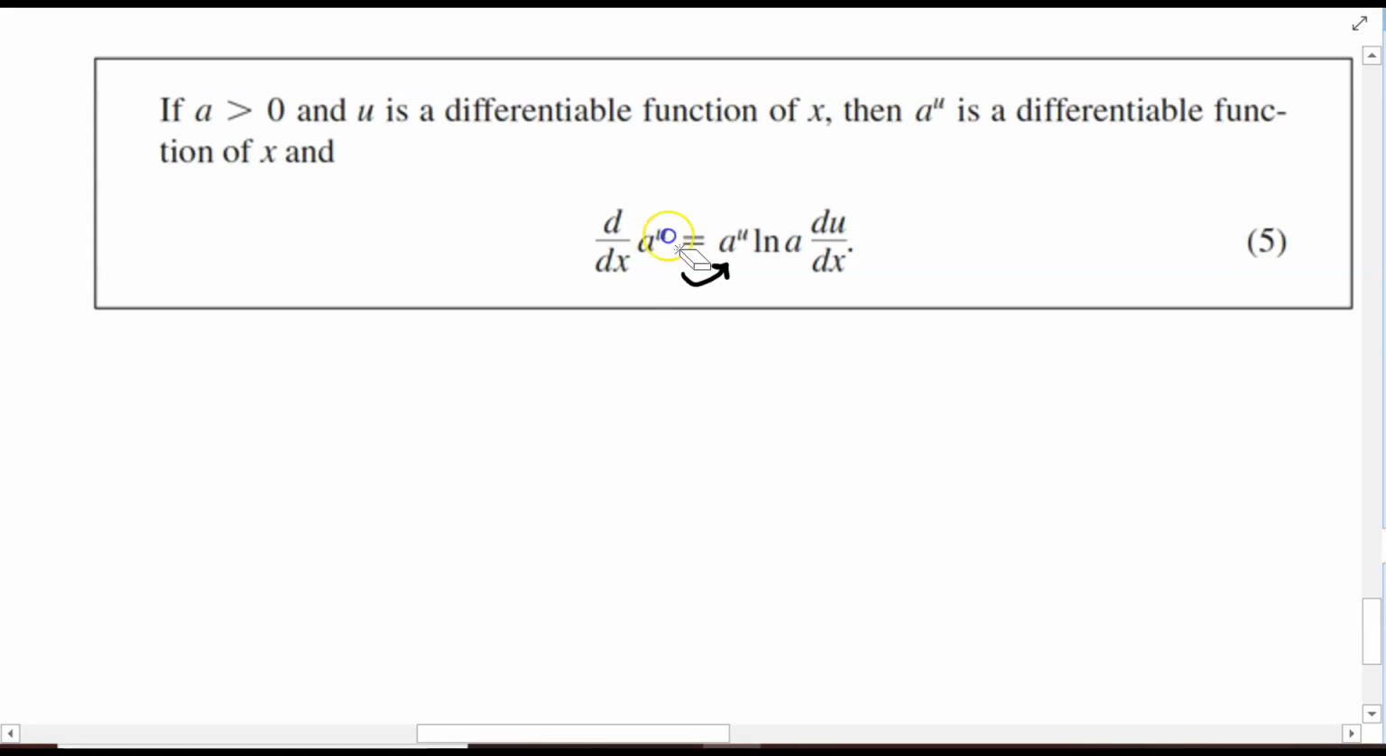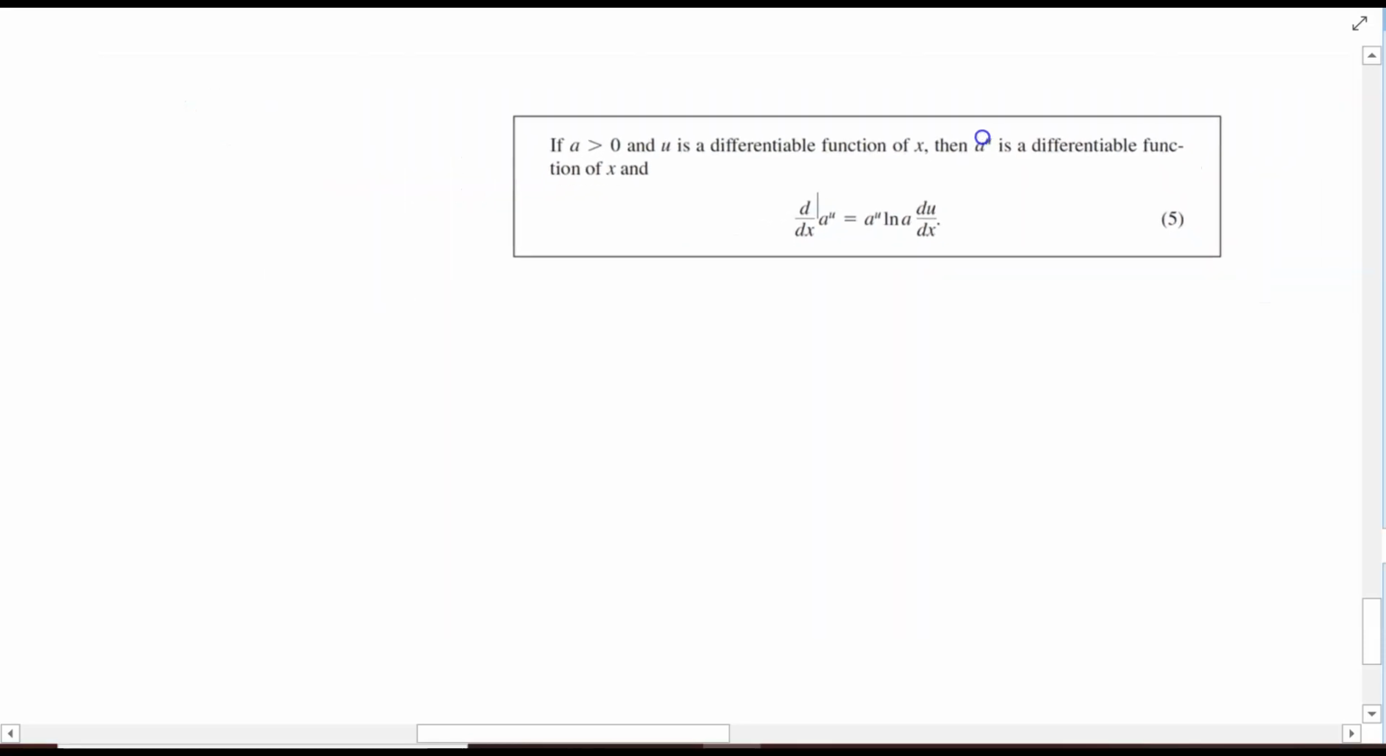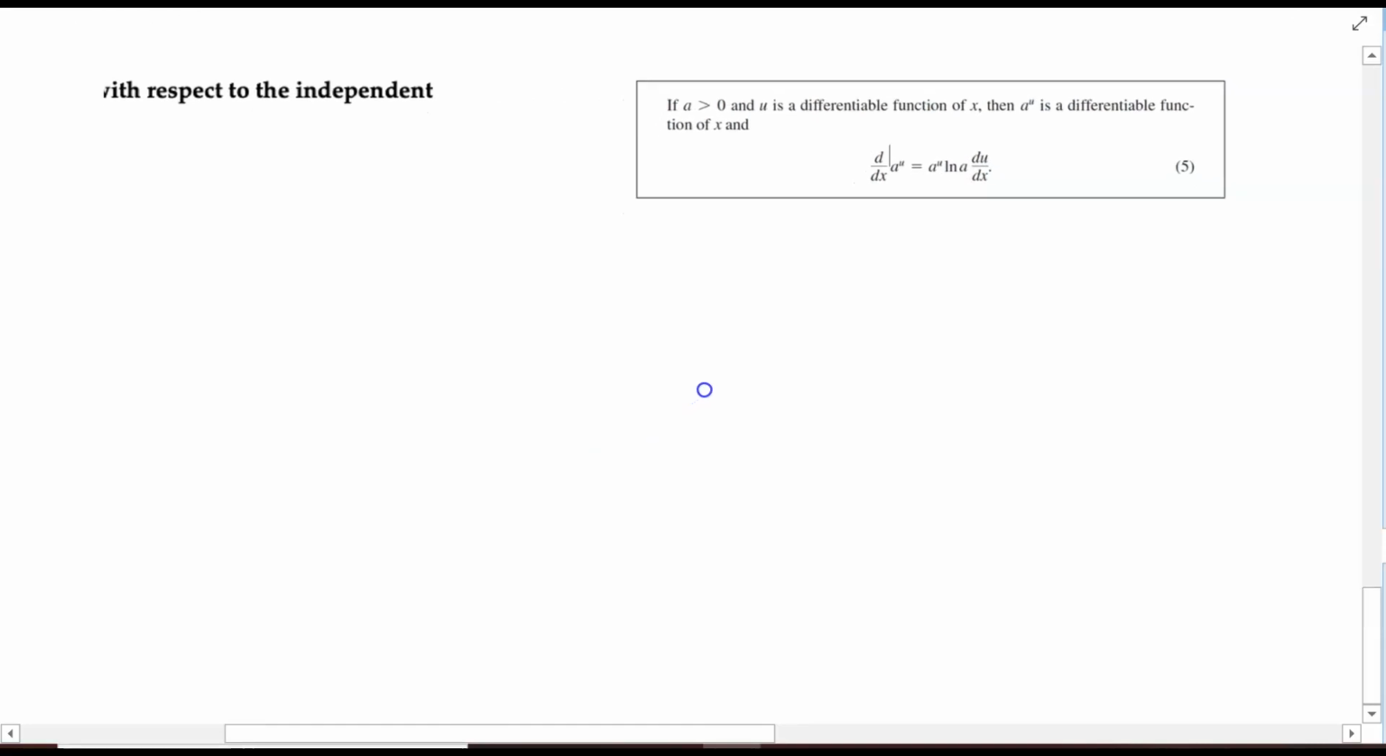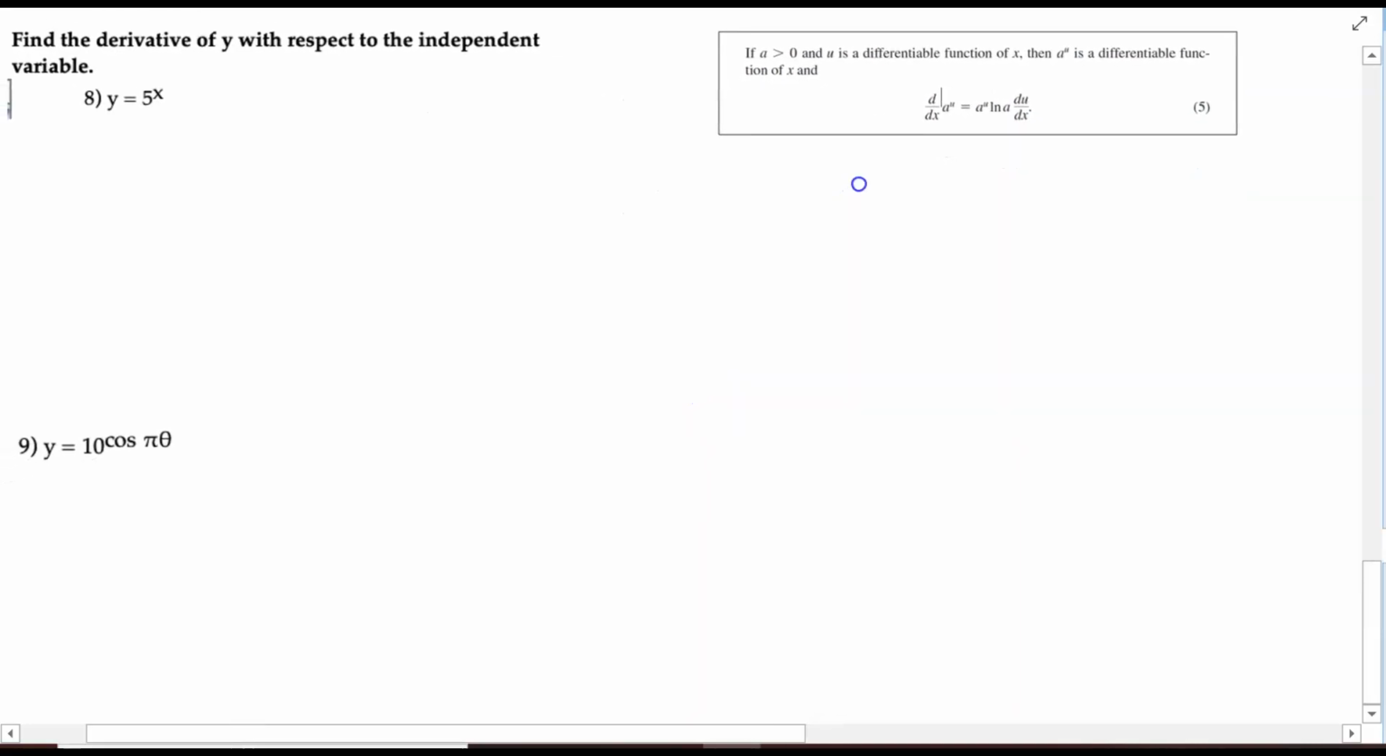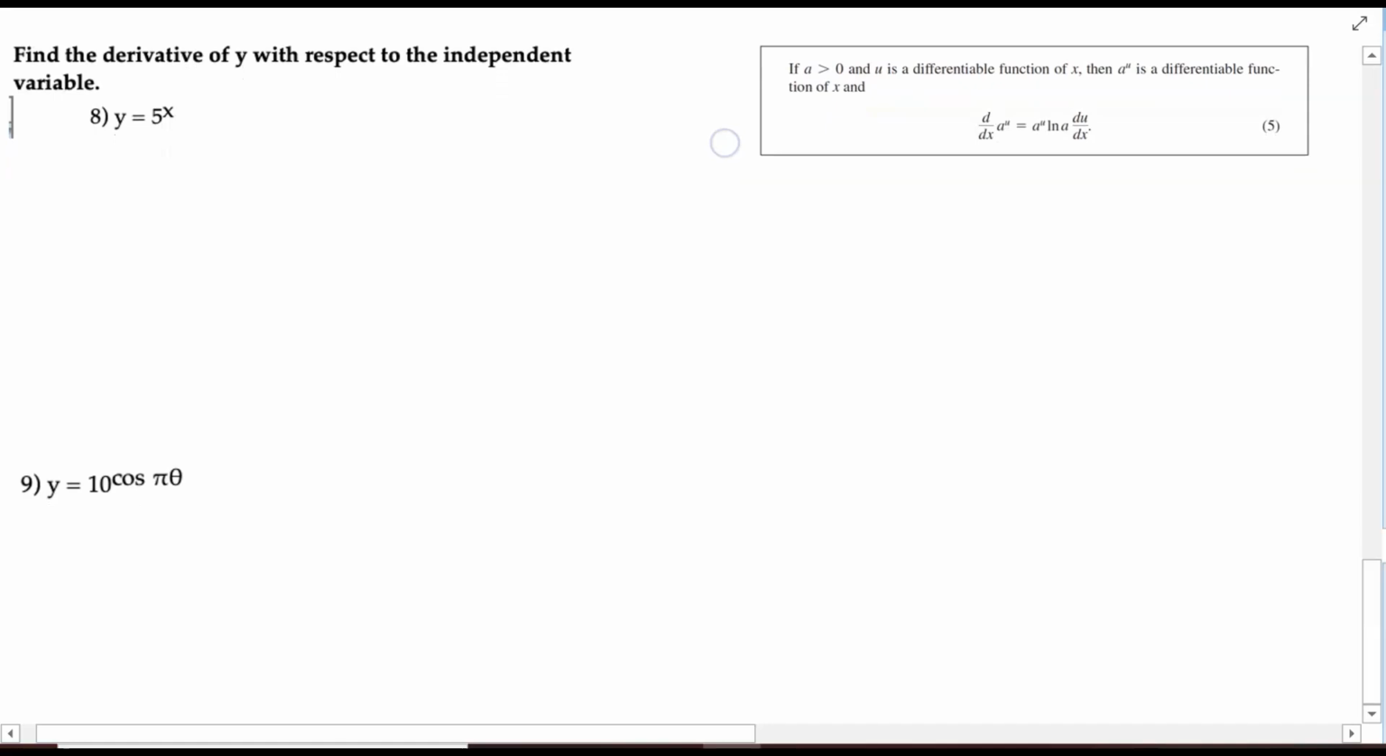Okay, so there's really nothing to it. It's actually quite simple and intuitive once you apply it. So let's take a look at number 8, and then we'll look at number 9 here together.